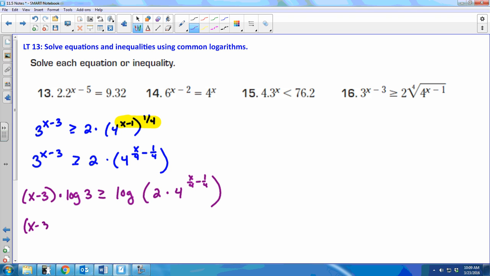So x minus 3 times log 3. I'm going to have log of 2 plus, then I can move my exponents. So I split it into different logs. Right, you have to know those log properties. There's only 4 of them. Questions so far?